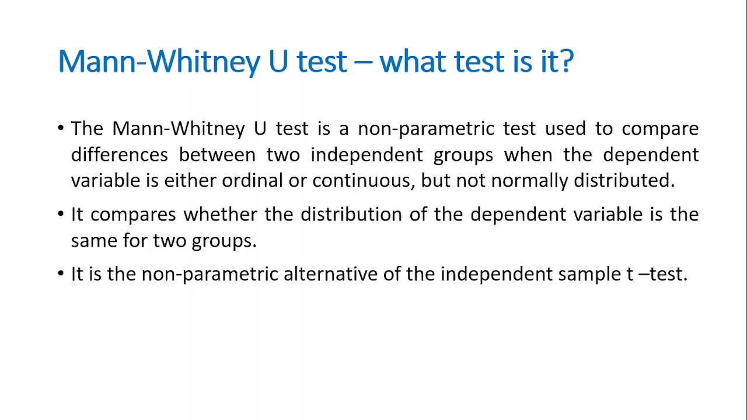Alright, the Mann Whitney U test is a non-parametric test used to compare differences between two independent groups when the dependent variable is either ordinal or continuous. If it is continuous, it should not be normally distributed. The Mann Whitney U test compares whether the distribution of the dependent variable is the same for two groups. It is the non-parametric alternative of the independent sample t-test.